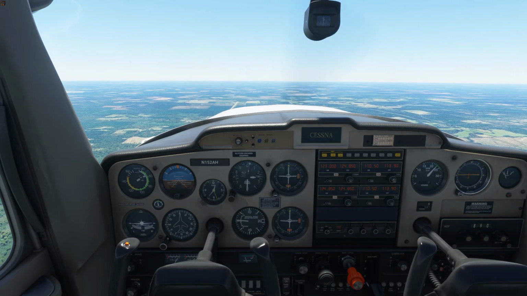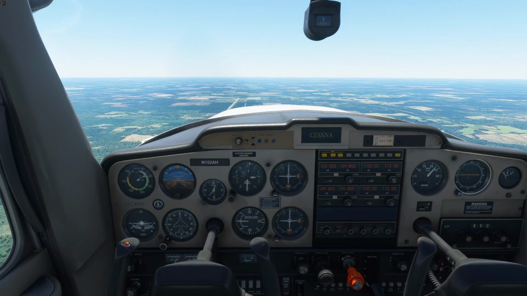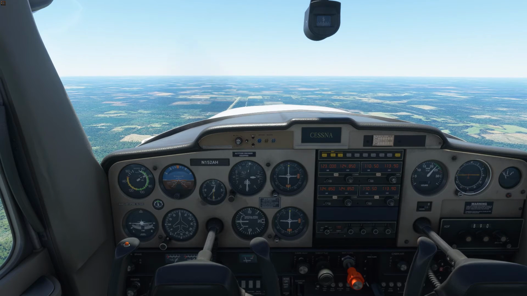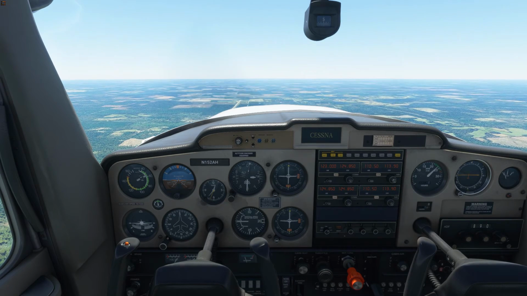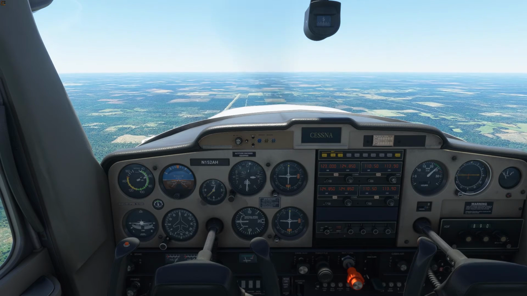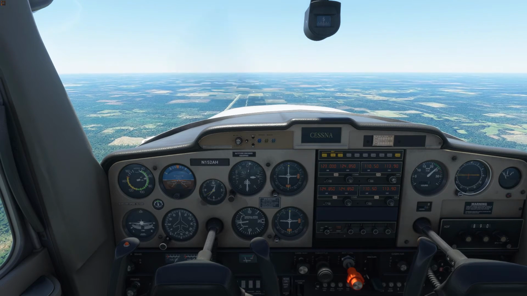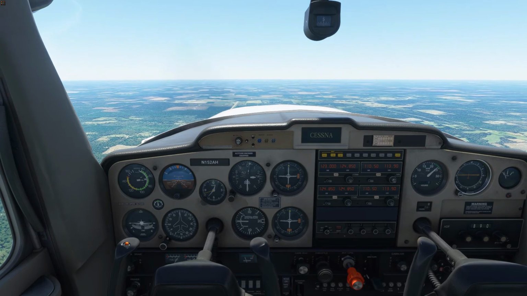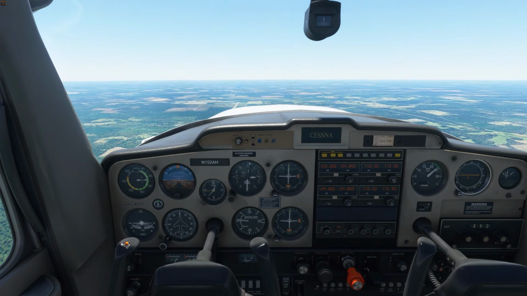All right, so let's go ahead and recover to straight and level flight. I will go ahead and bring my power to full, and I'm going to retract my flaps to 20. I'm going to hold that pitch to hold the altitude and allow the airplane to accelerate. There's 60 knots, so I'll start bringing the flaps all the way up.